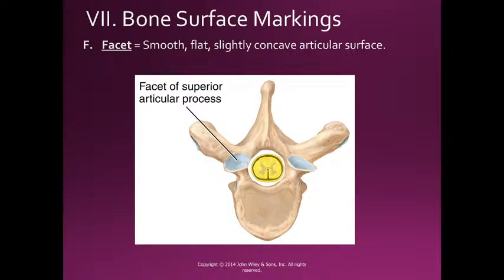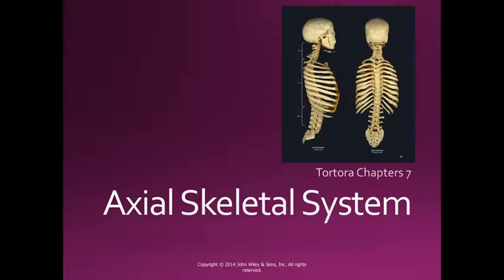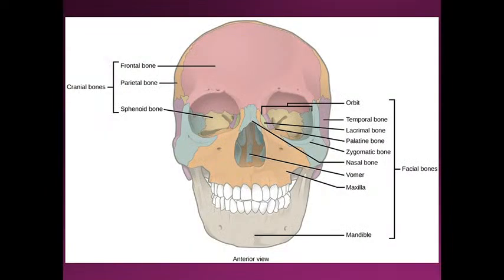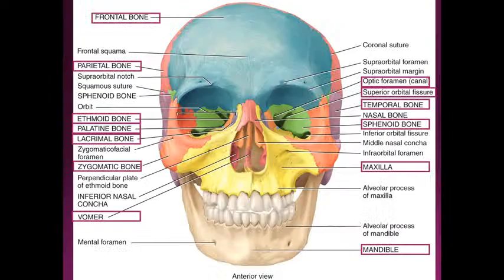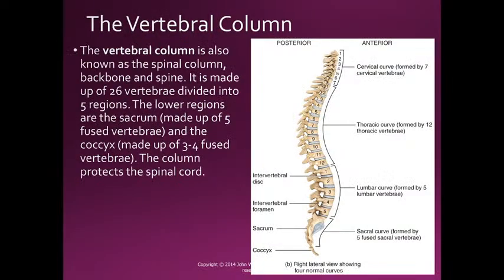All right, so we've talked about bone markings. We've covered the bones of the skull. Moving on, here we have the vertebral column. Now the vertebral column is divided into a number of regions. The first up is the cervical region.